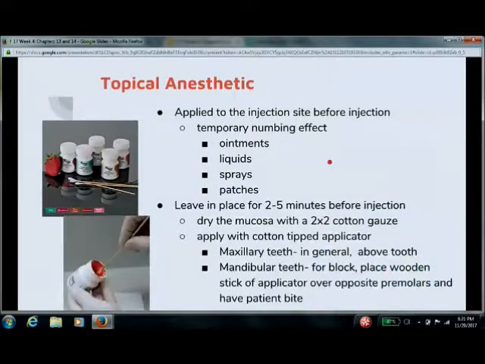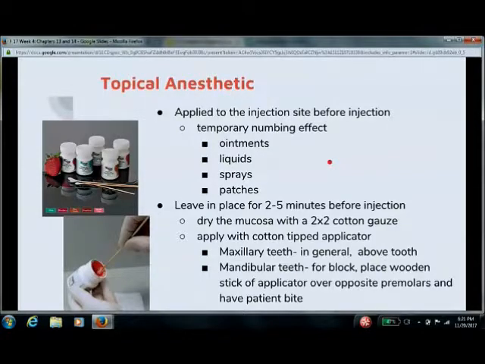So in a general office, if you've ever had anything done, you know that the first thing they do is come at you with this wonderful, tasty topical anesthetic. And the theory, or the goal, is to sort of pre-numb the injection site. And it's a temporary effect. We use ointments, liquid sprays, sometimes patches. The biggest thing about topical anesthetics is that they have to be left in place for almost up to 5 minutes for them to work. So if you've ever had some topical placed and said it doesn't do anything, I don't even know why they bother, usually it's because it's been taken out too soon.